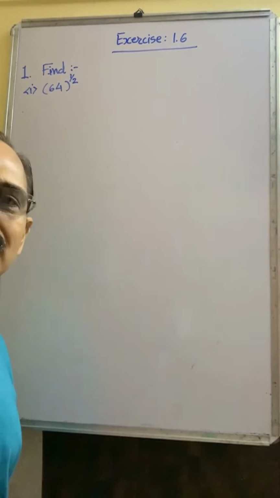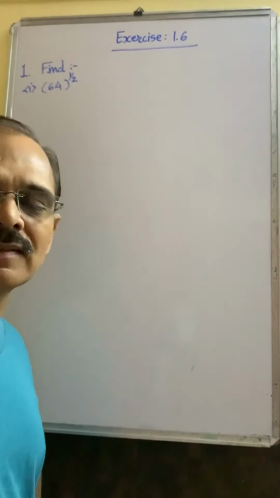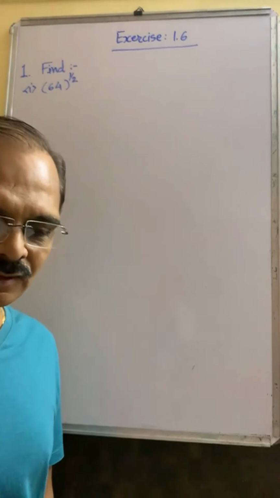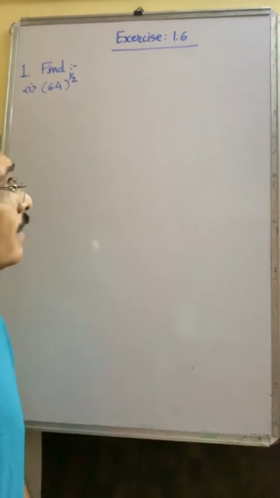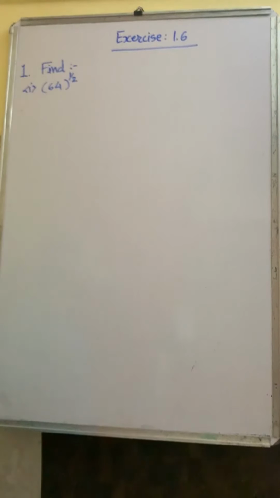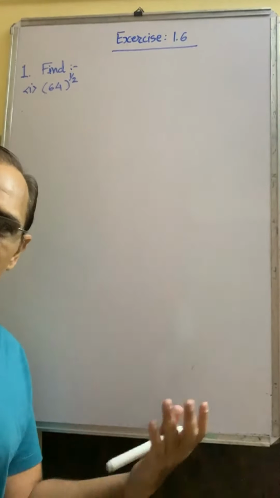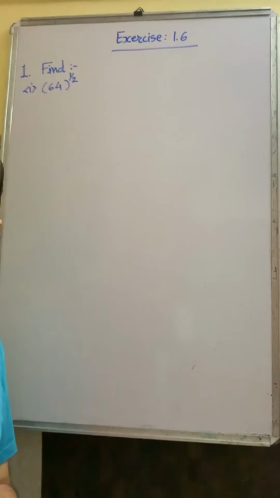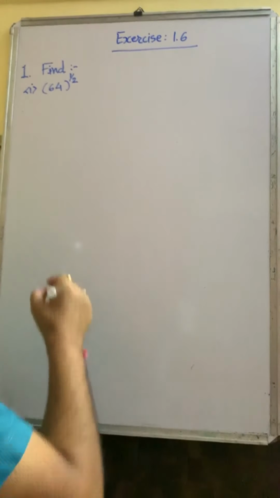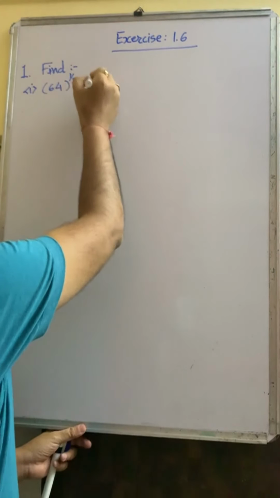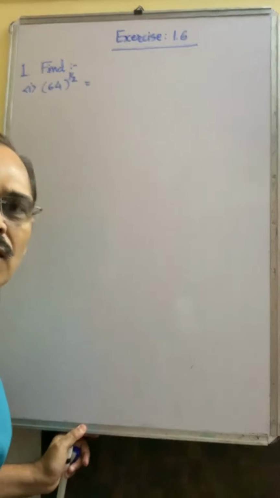Hello, let us begin exercise 1.6, your last exercise of this chapter. You have to find the value of 64 raised to 1 upon 2. You have learnt this in 8th standard, this is easy for you. Recall it and do it. 64 raised to 1 upon 2. 64 is the square of which term?